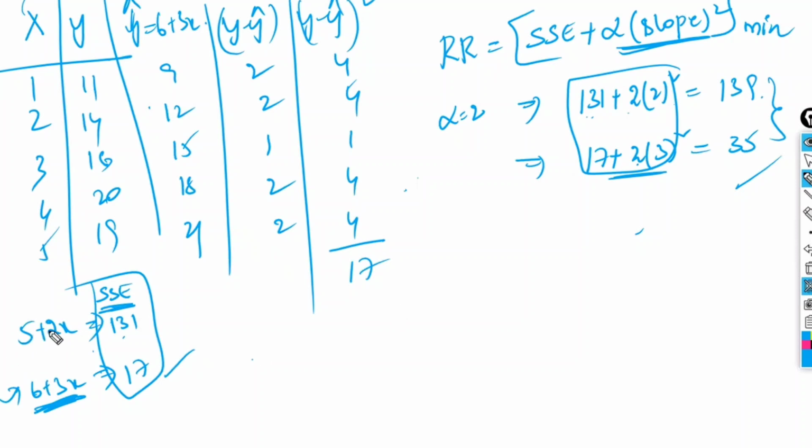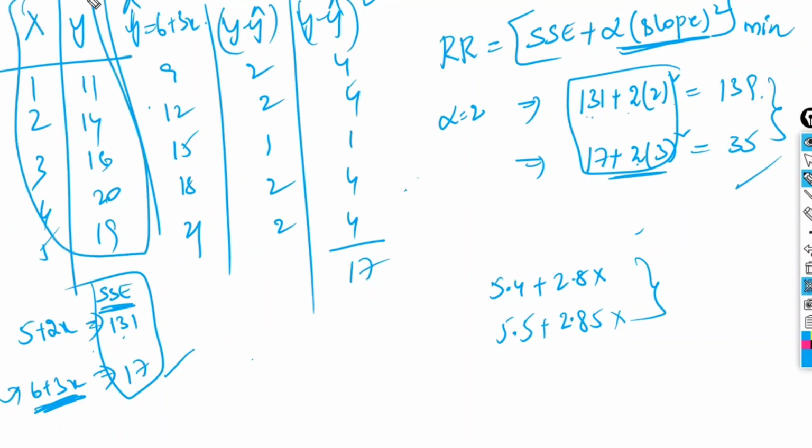For example, let us take in your example 5.4 plus 2.8x, and 5.5 plus 2.85x. Try after going home, try for these two equations. For linear regression, which is the best one? For ridge regression, which is the best one? You tell me. The data set is the same. For the same data set, try these two equations after going home. Then you will identify the difference easily.